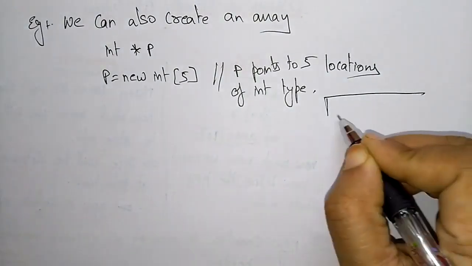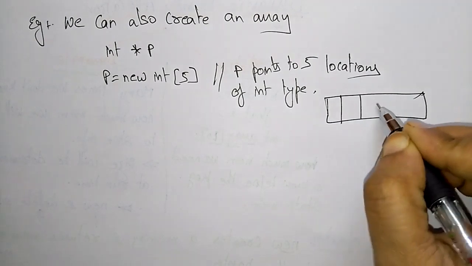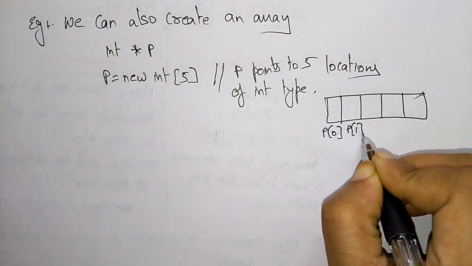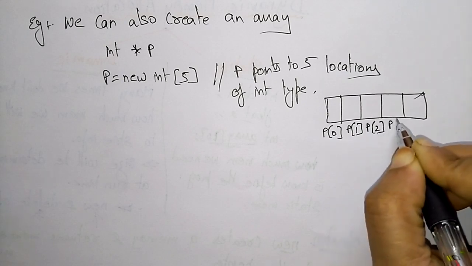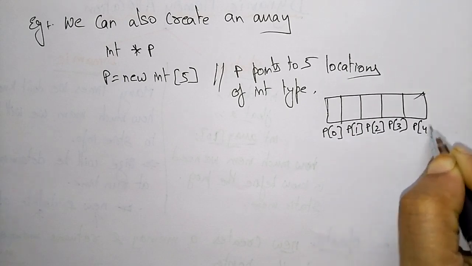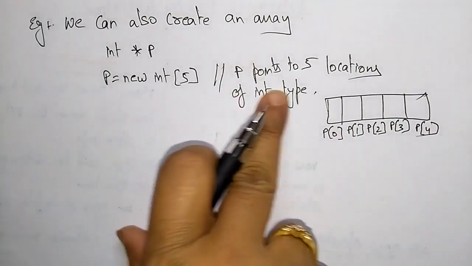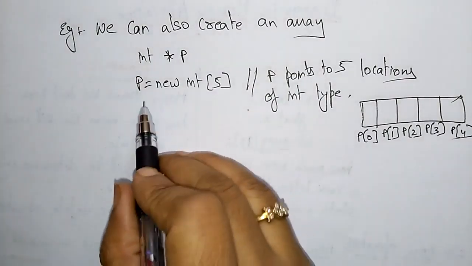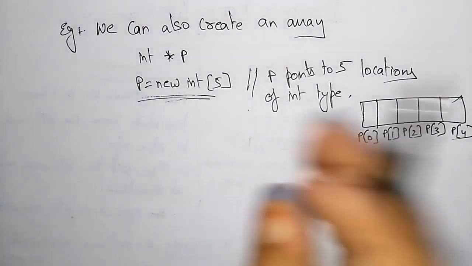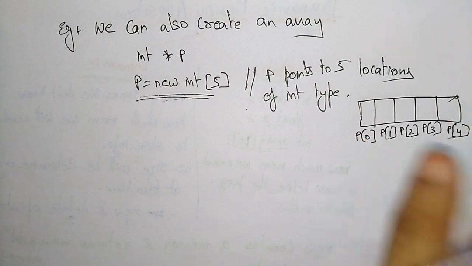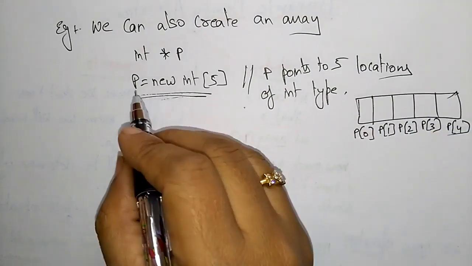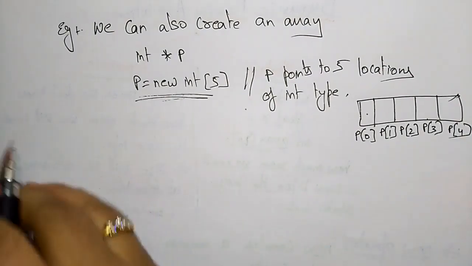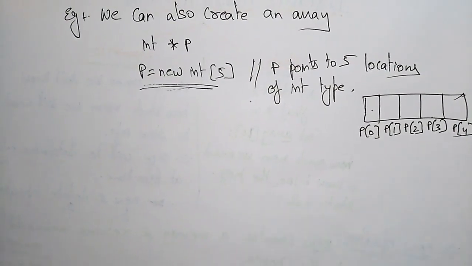That means it allocates 2, 3, 4, 5. So this is the p of 0, p of 1, p of 2, p of 3, p of 4. So totally 5 locations. P points to 5 locations of int type. So this is how the array is created. P is equal to new int of 5 memory locations. In those memory locations, with the help of the pointer address, the values will be stored. So let us see the example for this also, array.